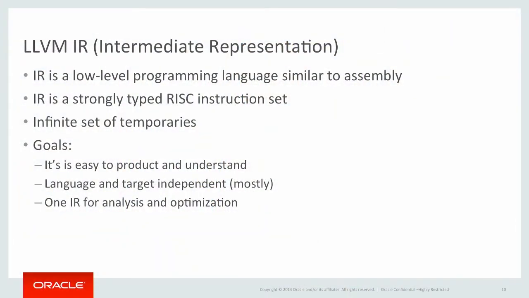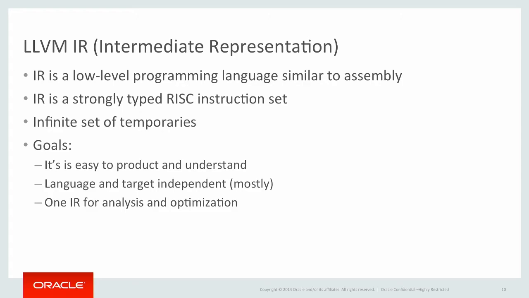So what is this IR? IR stands for intermediate representation. It's basically a low-level programming language that's very similar to assembly, somewhat idealized assembly with an infinite set of temporaries. The goal with the IR is to make it easy to produce and easy to understand, and mostly language and target independent.